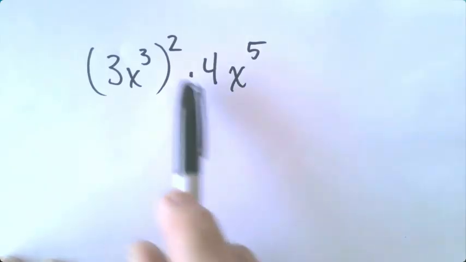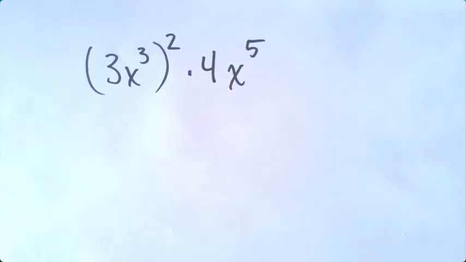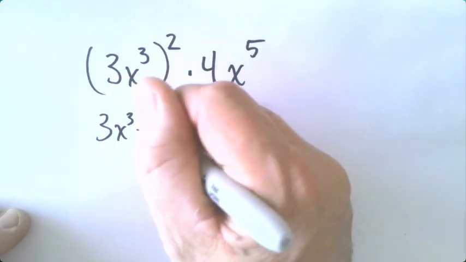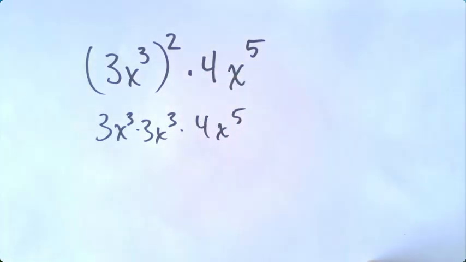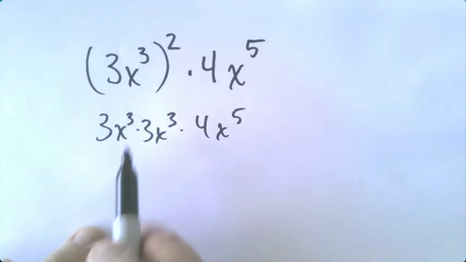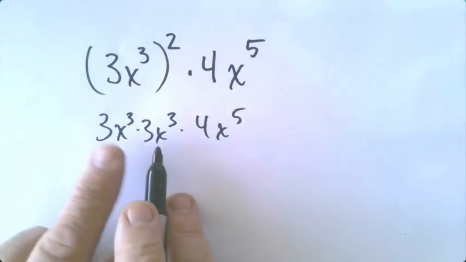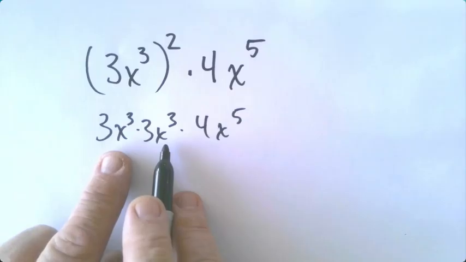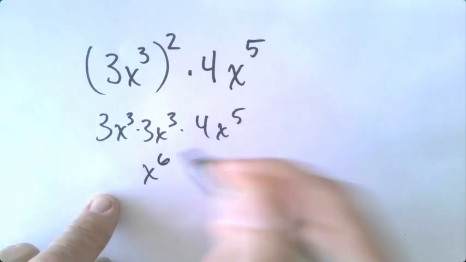Now, this is squaring this. That means I've got 2 copies of this. And if I want to square it, I could just write it this way. Hey, there's a 3x cubed times another 3x cubed times this 4x to the 5th. When I look at this, I can say, hey, there's 3 factors of x and 3 more factors of x. How many factors of x do I have right here? There's a total of 6 there, right? 1, 2, 3, 4, 5, 6. So I'm going to write this part down. This is x to the 6th.